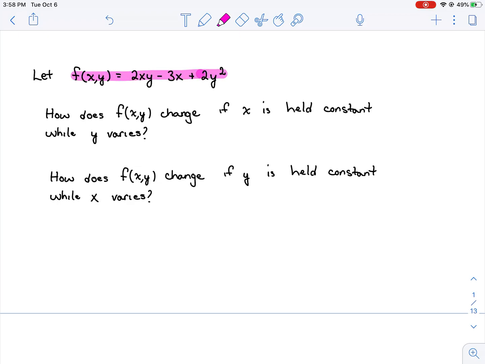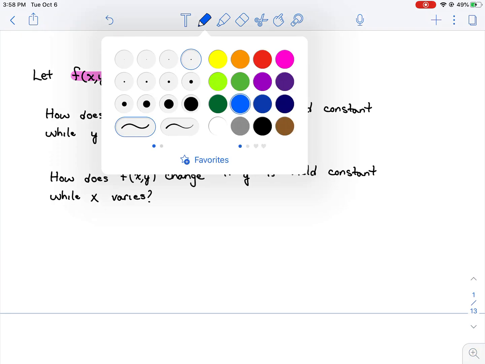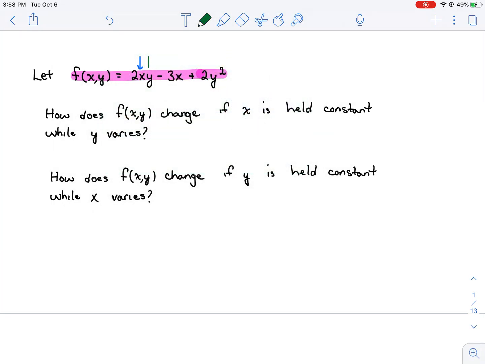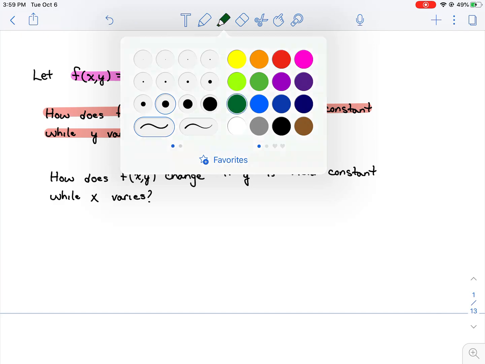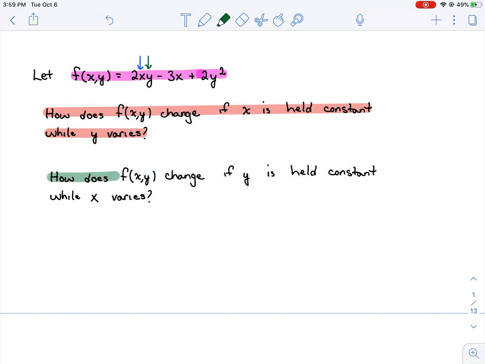So here's a function, and the values of this function depend on two variables. It depends on x, and it depends on y. So I have two questions to ask. How does f change if x is held constant while y varies? Another question I can ask, how does f change if y is held constant while x varies? Well, both of these questions can be answered using partial derivatives.